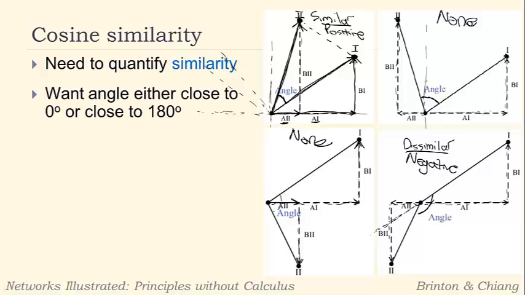So we want the angle to either be close to 0 degrees, indicating a strong positive correlation, meaning that when one user tends to like one movie, he will like the other one. Or we want it near 180 degrees, which means there's a strong negative correlation, which means that when one user likes one movie, he will not like the other, or if he doesn't like one movie, then he'll tend to like the other.